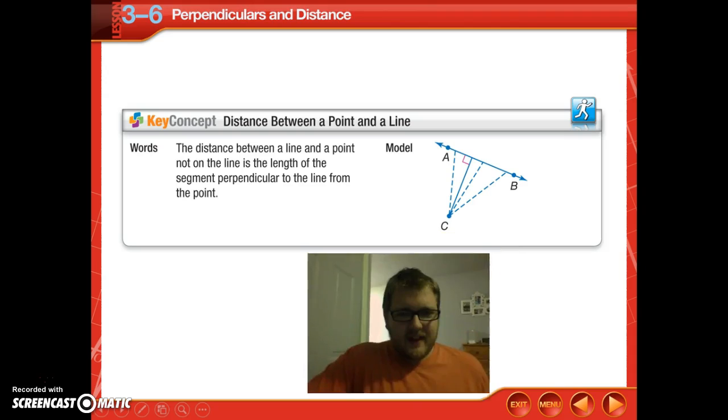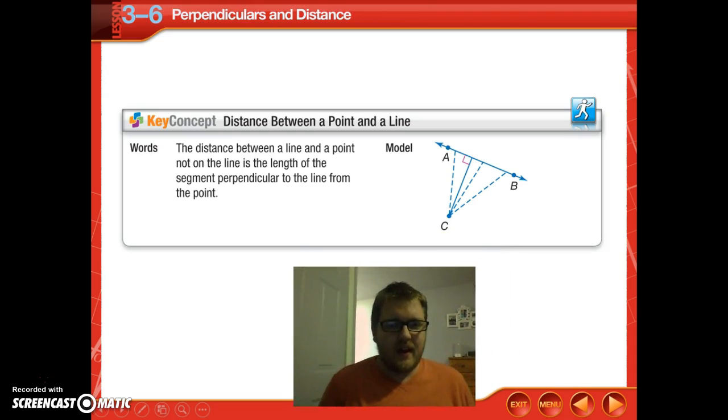So let's look at a key concept here. Equidistant meaning equal distances away. So the distance between a line and a point not on the line is the length of the segment perpendicular to the line. So this segment right here, if we're looking at the distance from line AB to point C, we want to make sure we get the distance perpendicular from C to line segment AB.